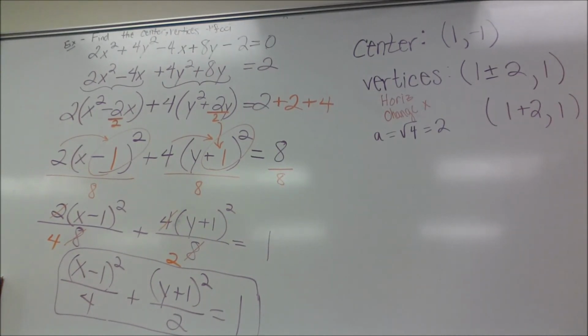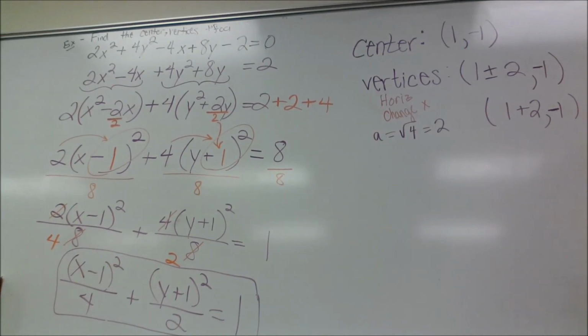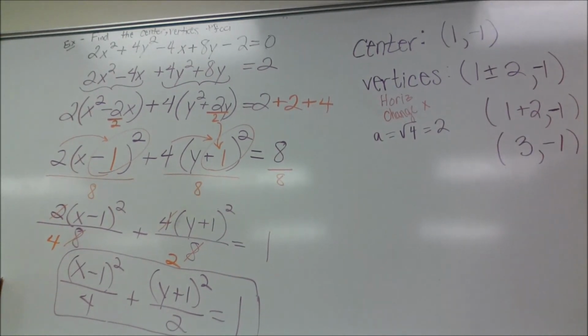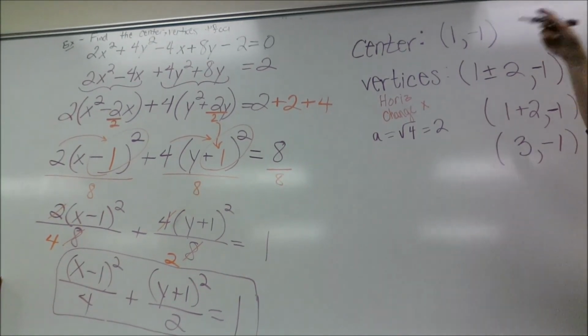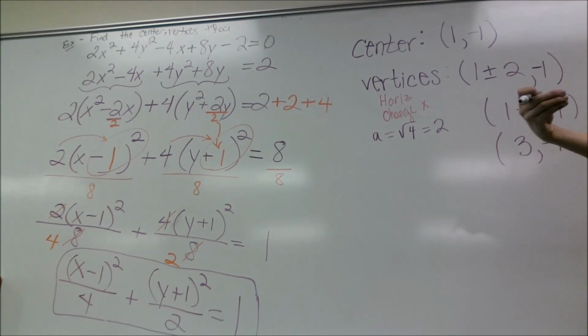It should be negative 1. Oh, the second one should be negative 1. Got it. Thank you. I was worried about the x value, not the y value. It matters, though. All right, so I get 3, negative 1, and negative 1, negative 1. If you were to graph these, they would be perfectly horizontally in line with your center, and that's what you want. All right?